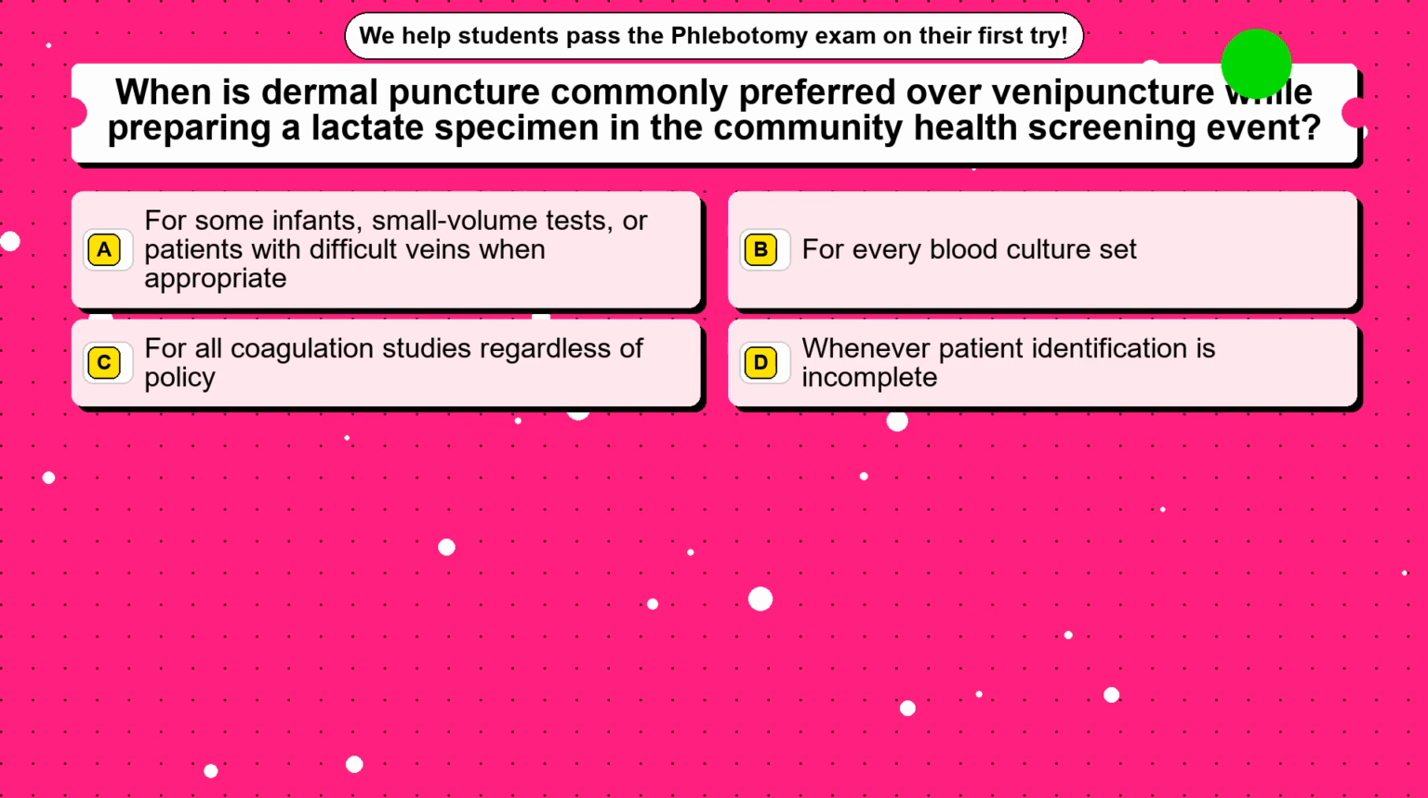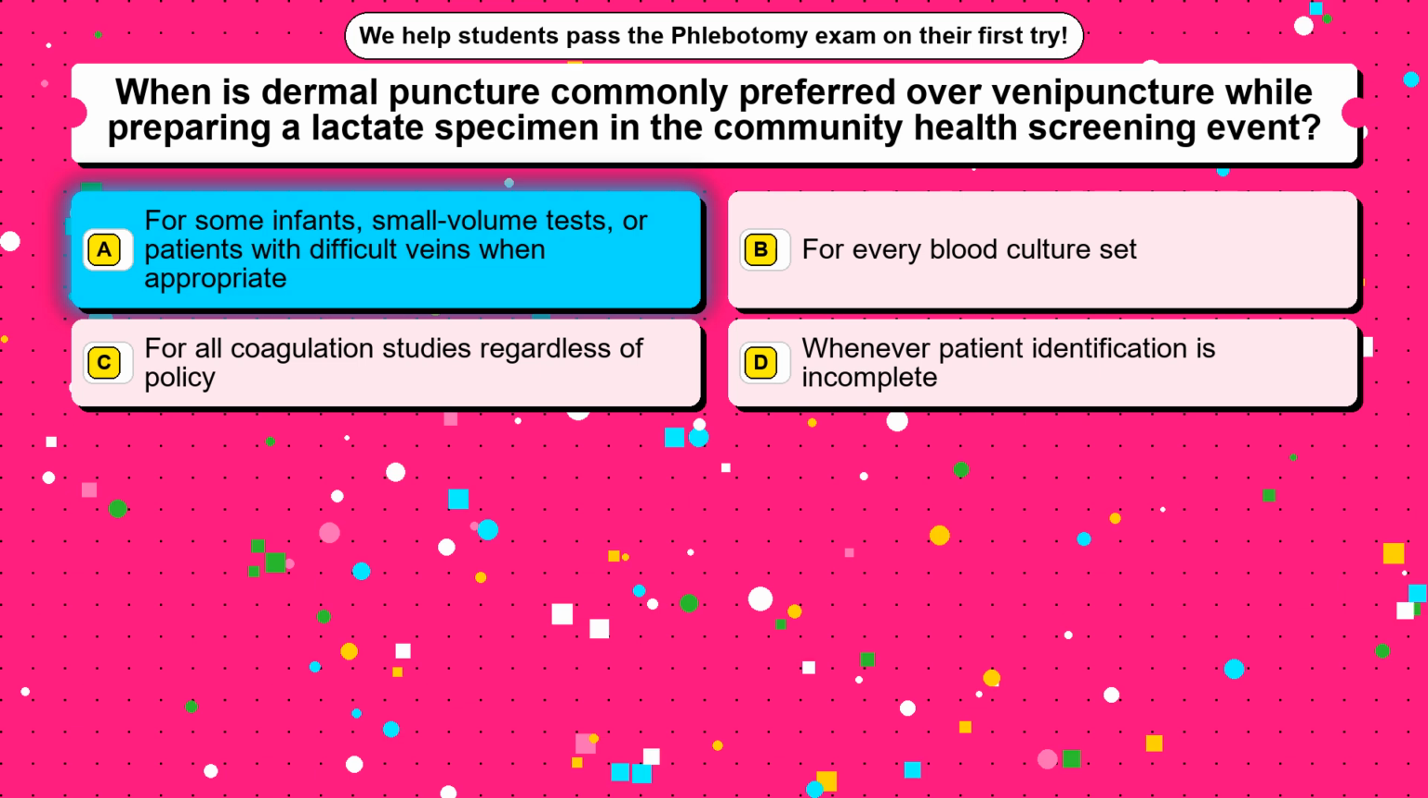Question 60. When is dermal puncture commonly preferred over venipuncture while preparing a lactate specimen in the community health screening event? Option A. For some infants, small volume tests, or patients with difficult veins when appropriate. Option B. For every blood culture set. Option C. For all coagulation studies regardless of policy. Option D. Whenever patient identification is incomplete.